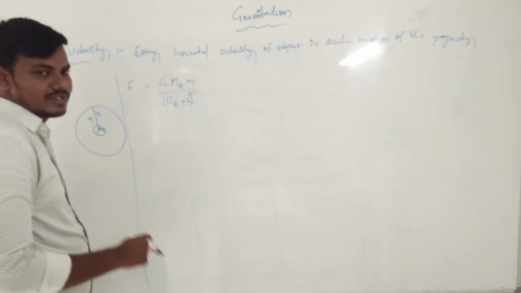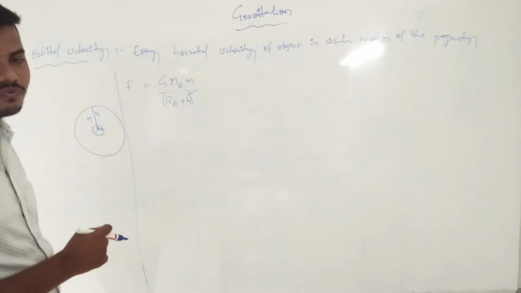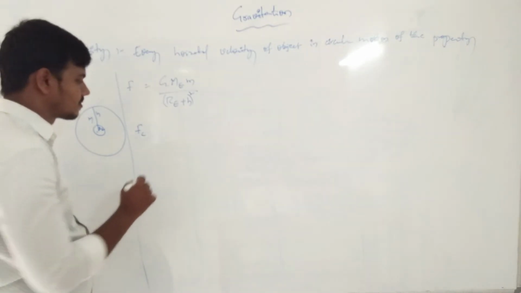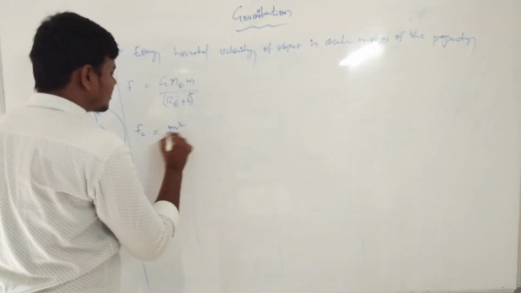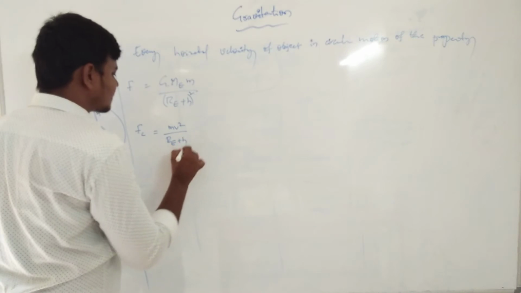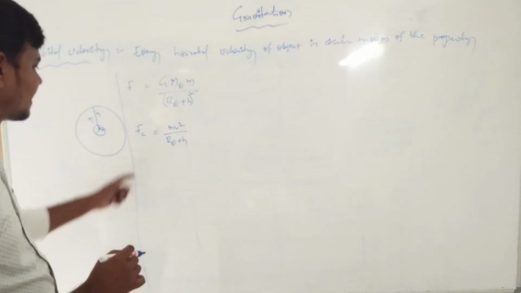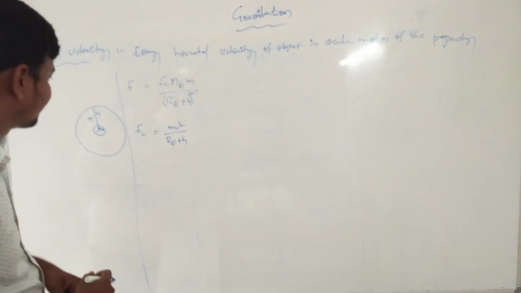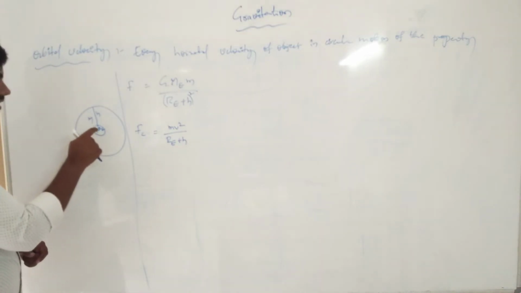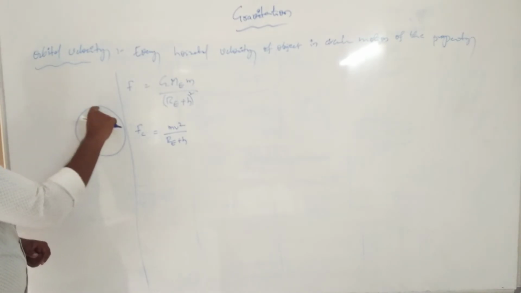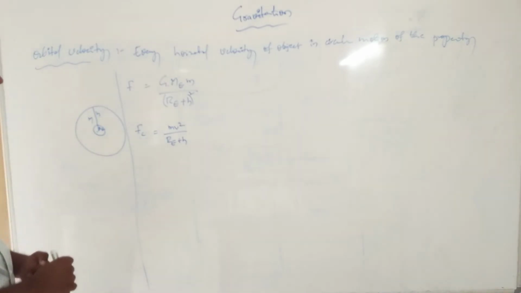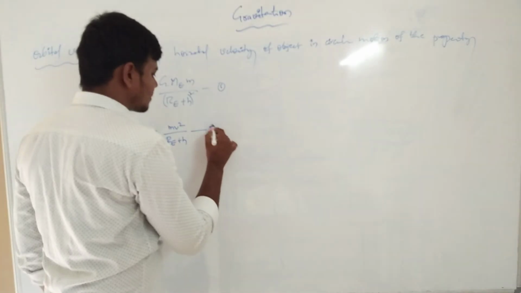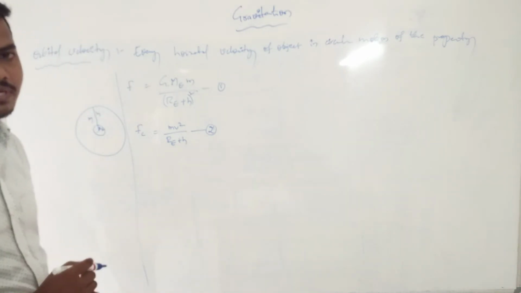In every circular motion, the force involved is the centripetal force. Clearly, the centripetal force Fc is equal to mv square by r. Here the radius is RE plus h, the position we take. So Fc is equal to mv square by RE plus h. This is equation number 1, and the gravitation equation is equation number 2.